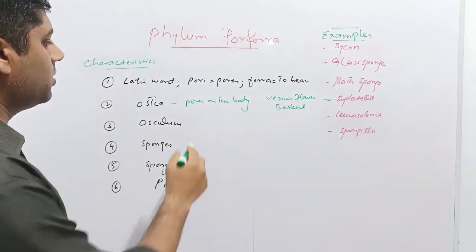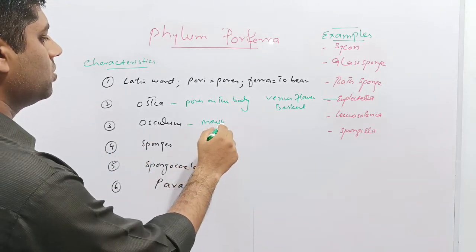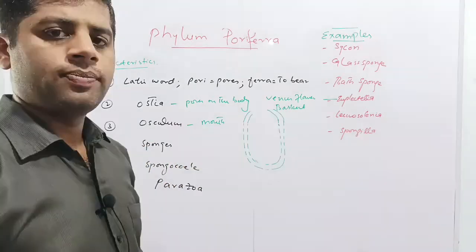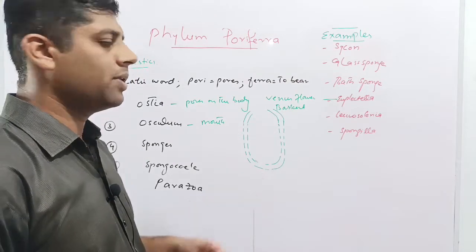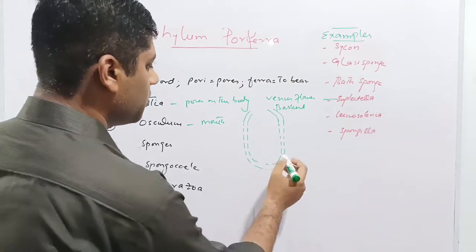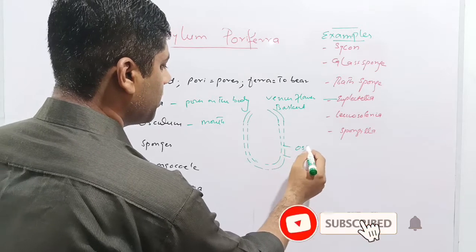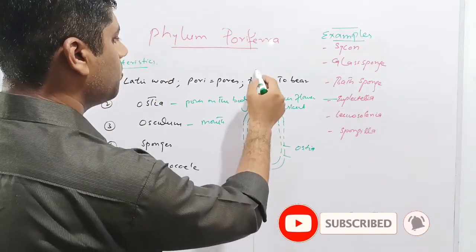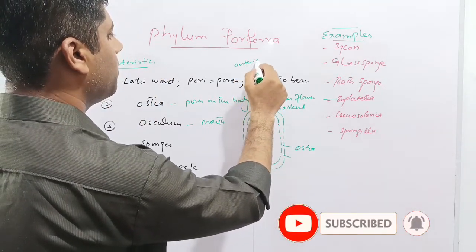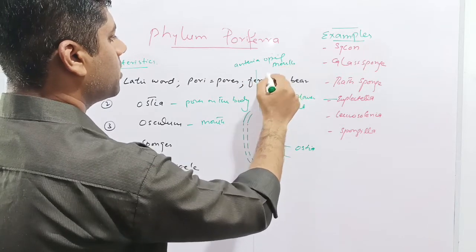While osculum is the mouth. So these animals bear a mouth, having no anus. Let's consider this diagram as Spongilla. It bears pores throughout its body. These pores are called ostia. And the anterior opening, the mouth, is called osculum.